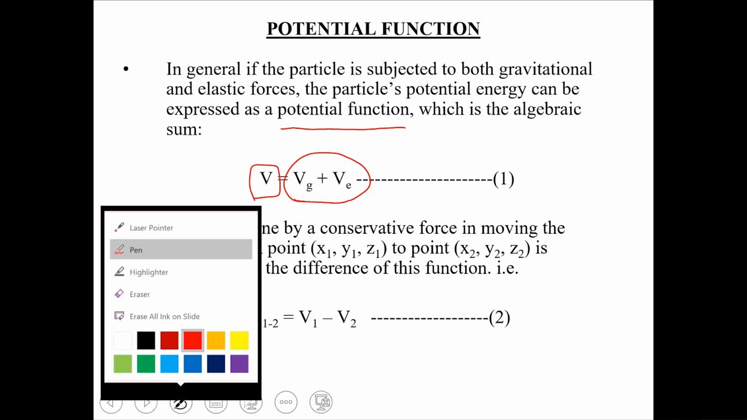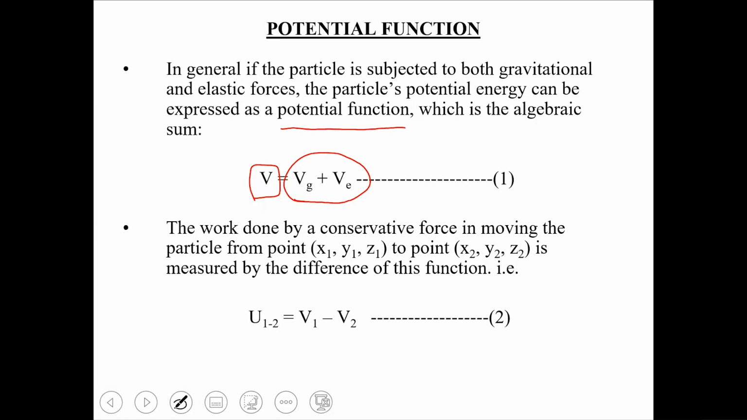Okay, now the important point to note here is this sentence. Please do read this sentence once. उसके बाद थोड़ा सा हम इसके ऊपर डिस्कशन करेंगे by considering a very simple example. ये sentence कहता क्या है? It says that the work done by a conservative force in moving the particle from the first position to the next position is measured by the difference of this potential function.